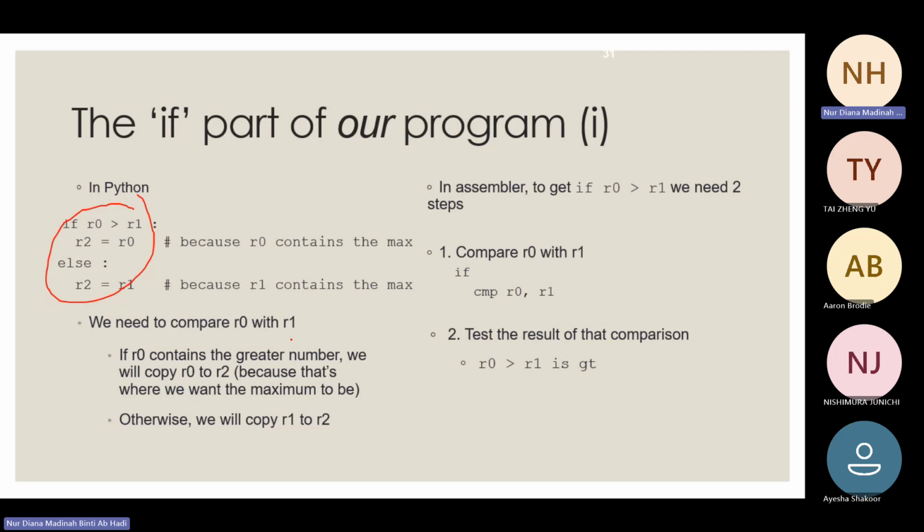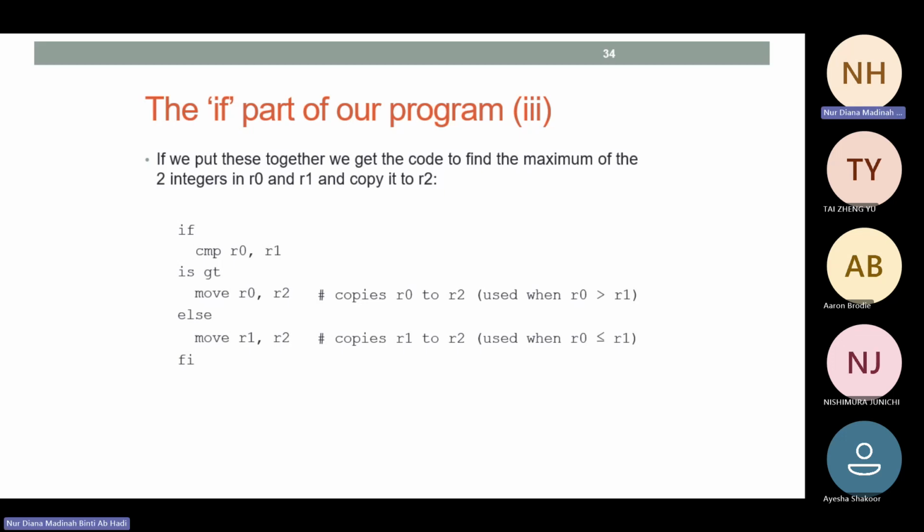So we need to compare R0 with R1. If R0 contains the greater number, we will copy R0 to R2 because that will be where we want the max to be. Else we will copy R1 into R2. In assembler, to get if R0 is greater than R1, we need 2 steps. First, do the comparison, and second, we test the results. If you put this together, we can get a code to find the maximum of the 2 integers in R0 and R1, and copy it to R2.